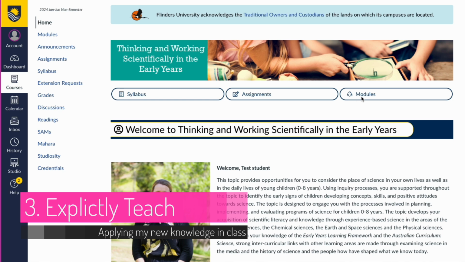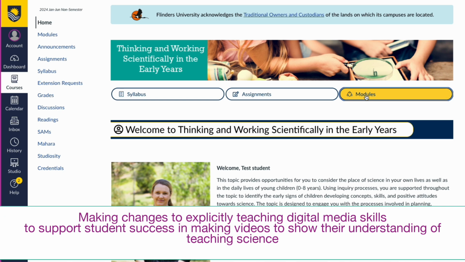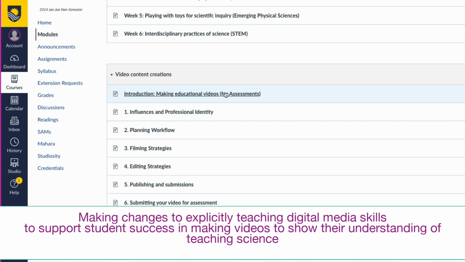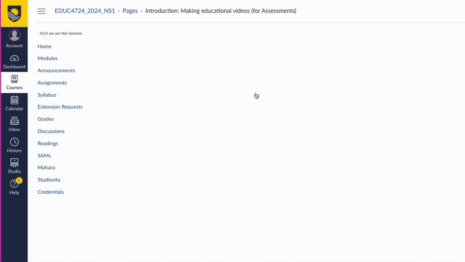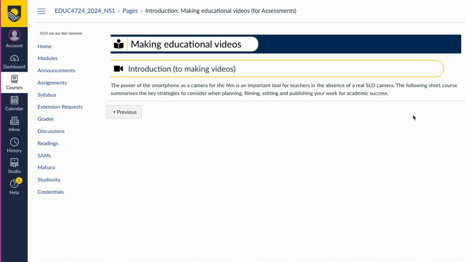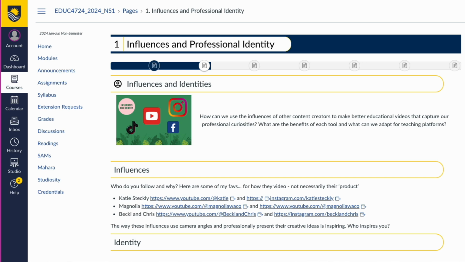I created a context for my pre-service teachers in the 4th year of their studies. I made changes to how I explicitly taught digital media skills to support their success, and I provided this instruction not only within Flow but as mini workshops during the topic. As shown here, these resources were provided as a way to inform them about the broad skills that they will require around making videos to communicate effectively.